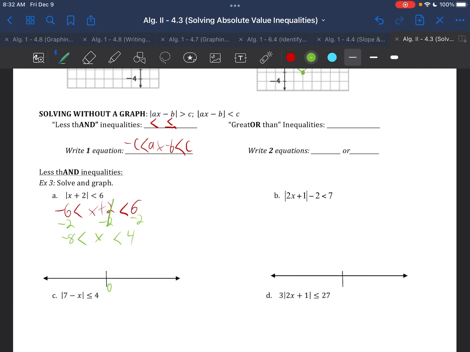So we're going to turn to our graph here, like we did with the equations. I'm going to put 0 in the middle, and I'm going to go for negative 8, 8 tick marks to the left, 1, 2, 3, 4, 5, 6, 7, 8. And I'm going to do an open circle because it's not "or equal to." For 4, I'm going to go 4 to the right, 1, 2, 3, 4. And I'm going to do an open circle because it's not "or equal to."